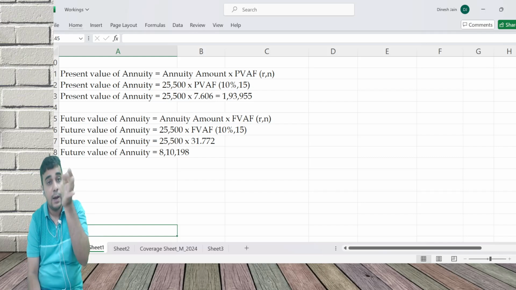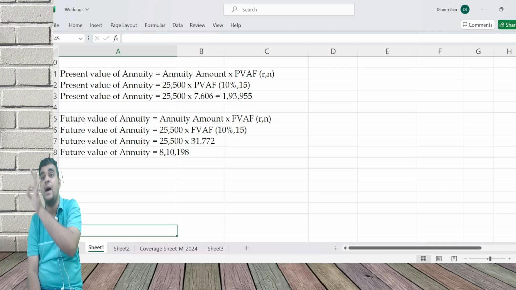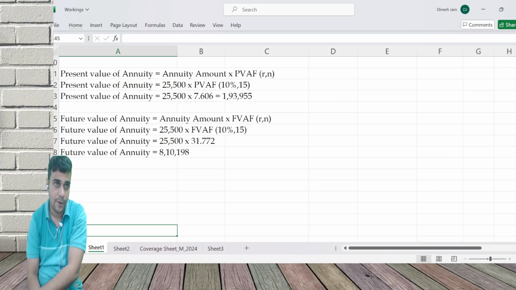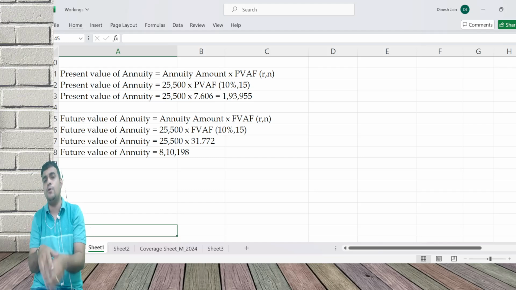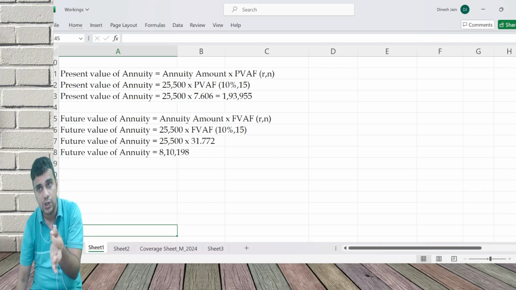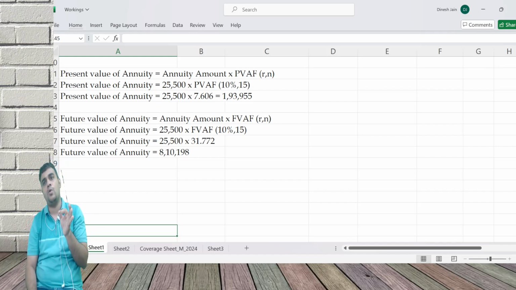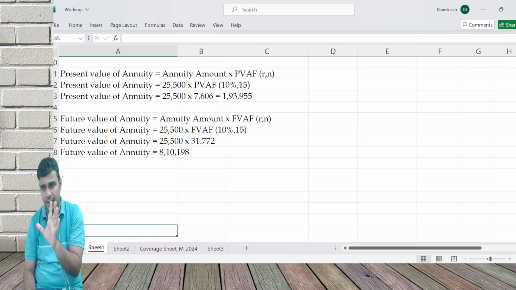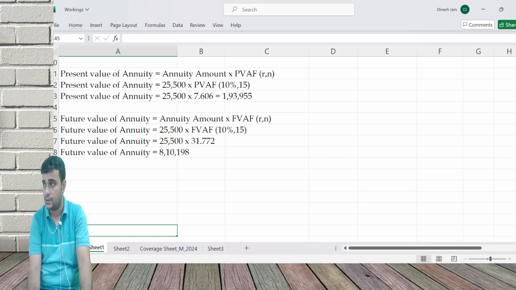Future value is equal to present value into 1 plus r the whole power n, or into future value factor. If you want to come to today's value, present value is equal to future value divided by 1 plus r the whole power n, or you can multiply technically with present value factor, whichever you want to calculate. Same goes for annuity. Multiply with future value annuity factor or present value annuity factor. This is for annuity regular. Immediate I'll explain in some time. Clear? Any doubts till this?